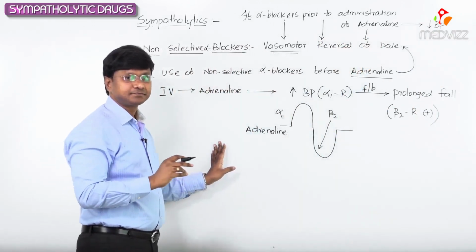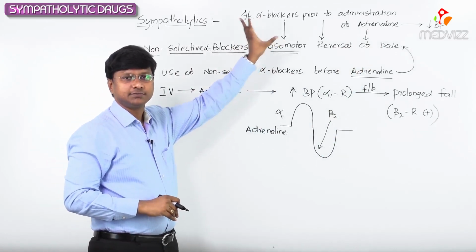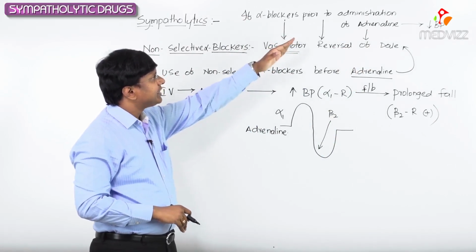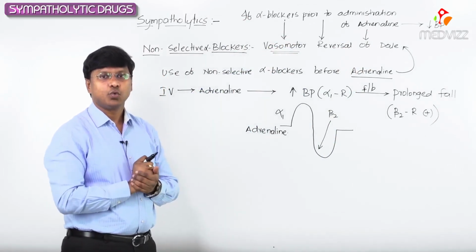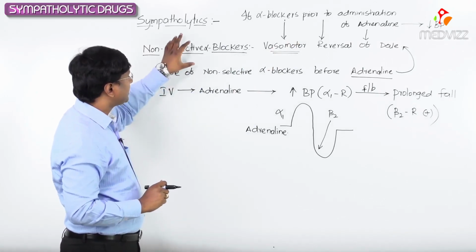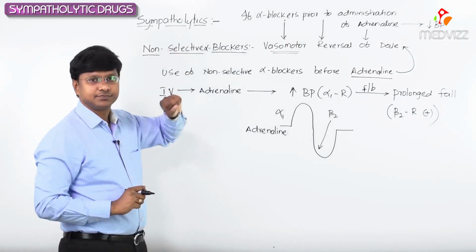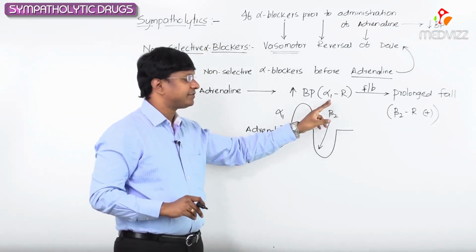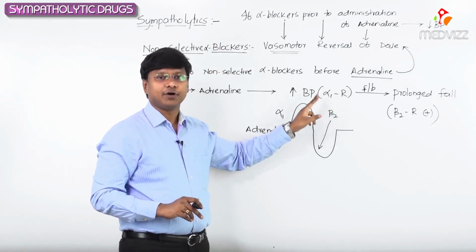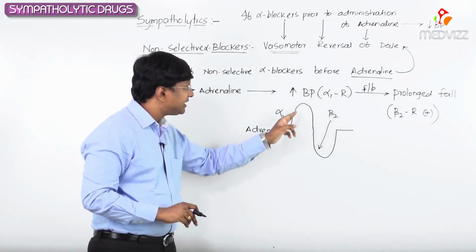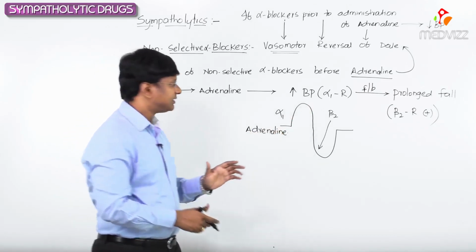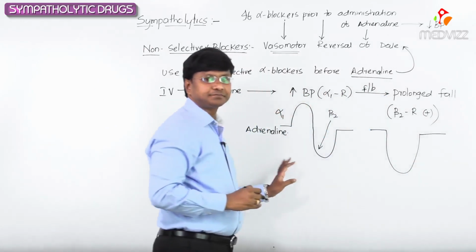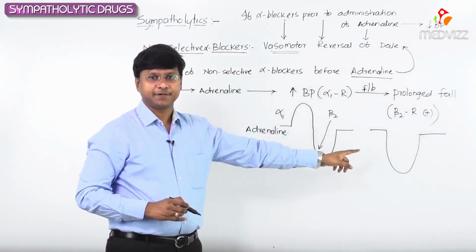reversal of Dale. Now why do you think that there will be only a fall in the blood pressure if alpha blockers are given prior to the administration of adrenaline? See, whenever you are giving these non-selective alpha blockers, they block the alpha 1 receptors. Because they are blocking the alpha 1 receptors, there will be no increase in the blood pressure of the individual, there will be only a fall in the blood pressure of the individual.